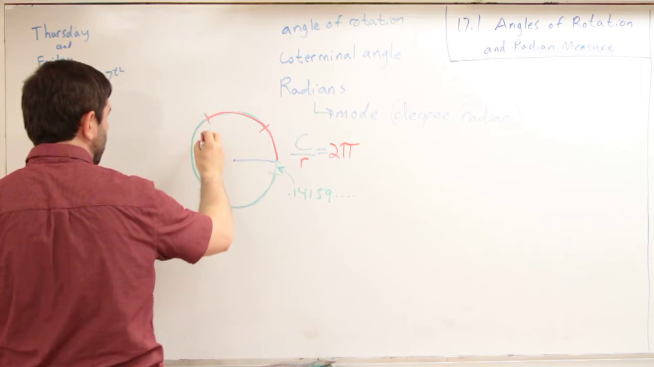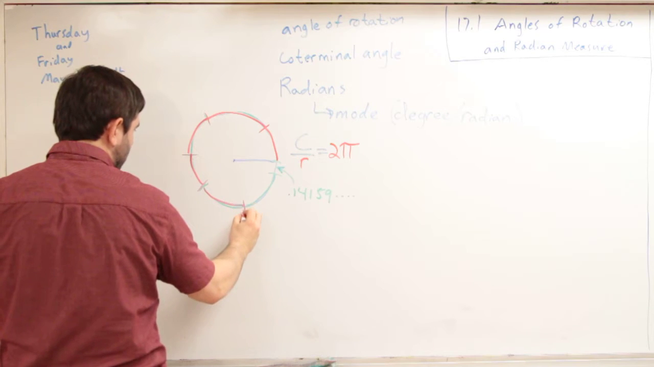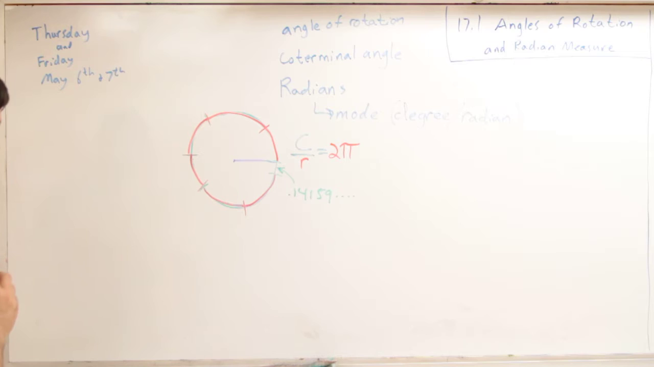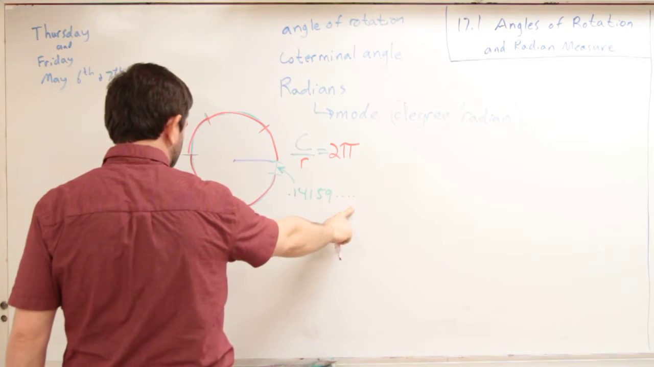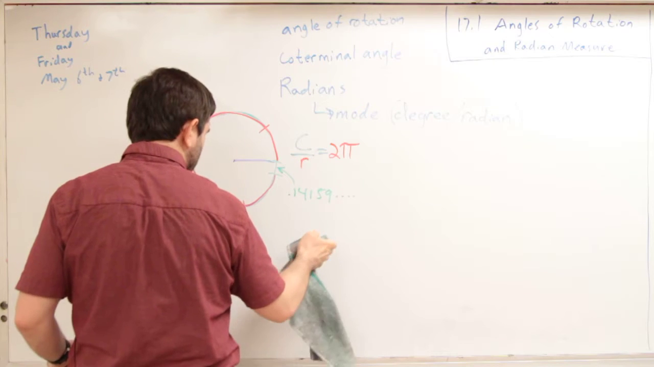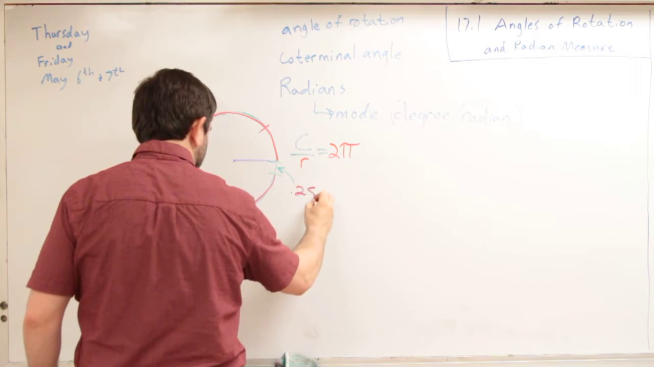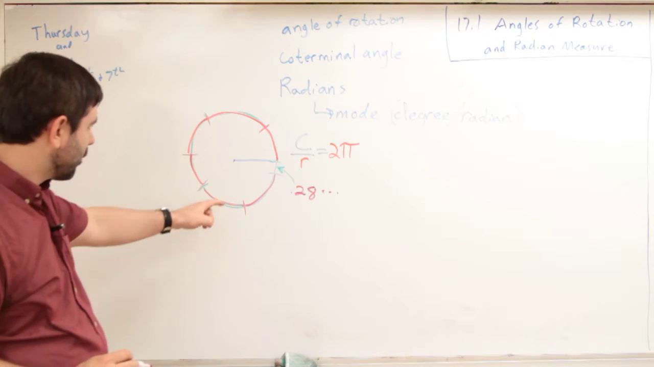So we would have 1, 2, 3, 4, 5, 6. Okay, six radiuses would fit around there with a little bit left over. And this wouldn't be 0.14, that would be a different number, 0.28, I believe, of the radius. It's 3.14 multiplied by 2, 0.14 multiplied by 2.